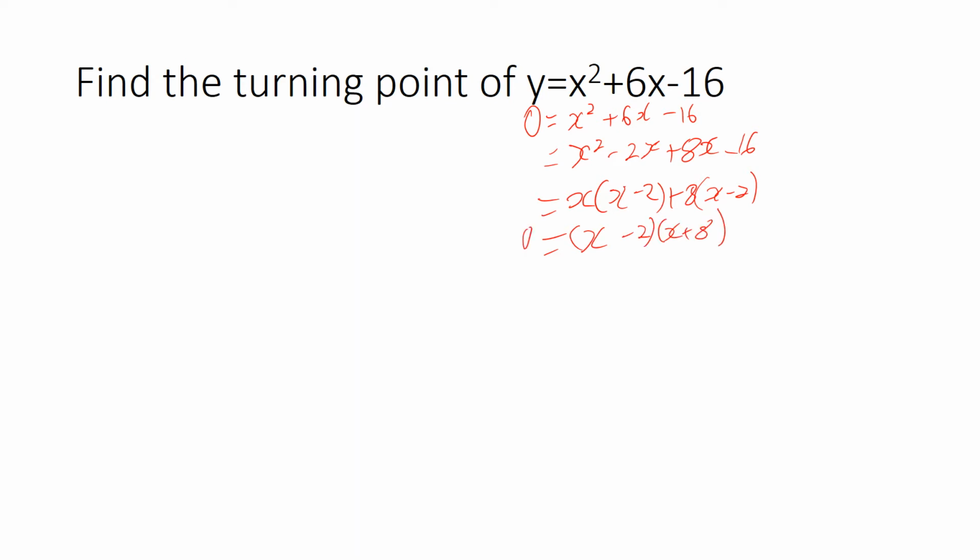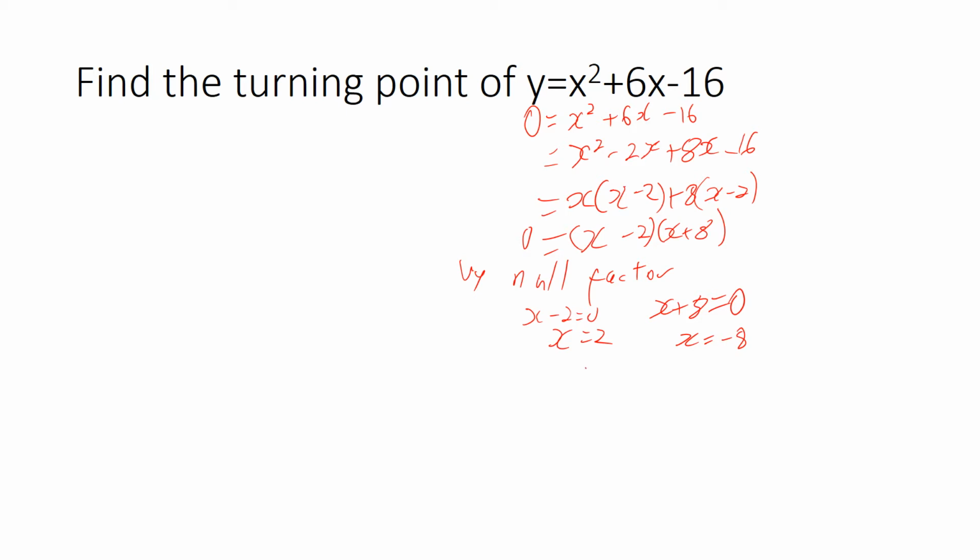Now this is equal to 0, so we can use the null factor law. So we can say by null factor, x take away 2 equals 0, and x plus 8 equals 0. And so x equals 2, x equals negative 8. So these are our two x-intercepts. So now we need to find halfway between these 2 points.